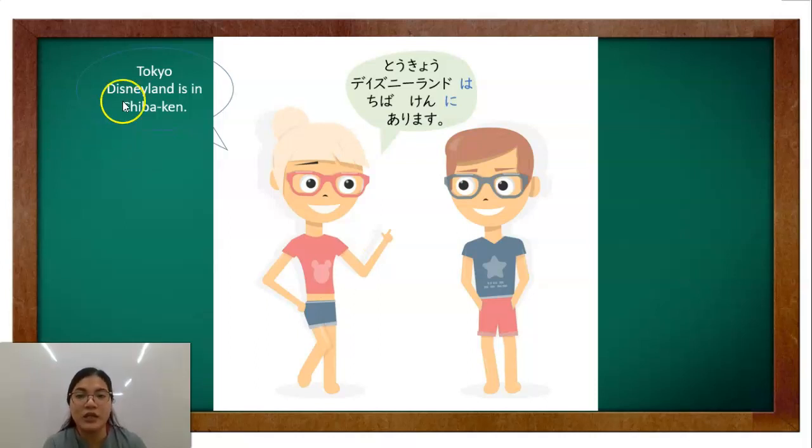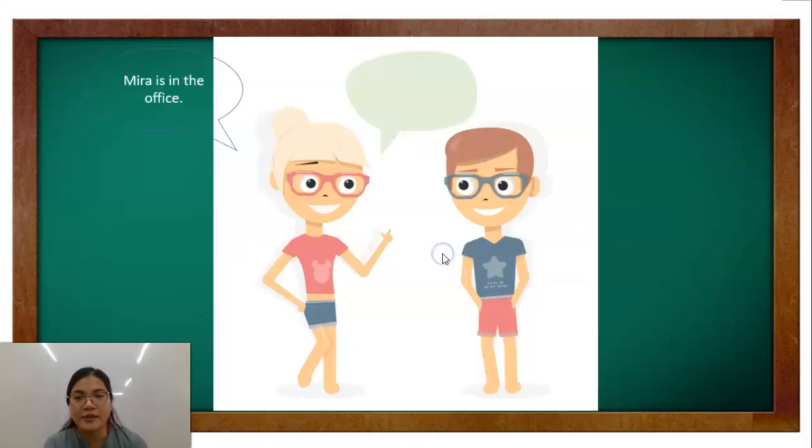Okay, as you can notice, si Tokyo Disneyland yung pinag-uusapan natin, or siya yung topic ng sentence, kaya siya ay particle wa at hindi na particle ga. Okay? But the place is still particle ni. Kung saan siya nag-i-exist, or kung asan siya dun, place particle ni pa rin. Okay? Another example. Mira is in the office.